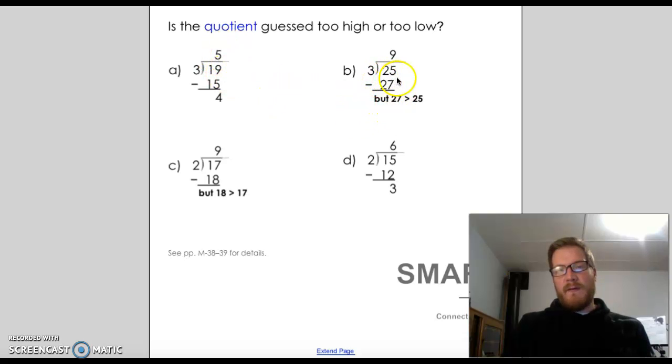Here we have 3 going into 25 9 times, and 3 times 9 is 27. This number is bigger than this number, and when that happens, your estimate is too high. So you need to adjust. Again, here this number is bigger than this number, so your estimate's too high. And here, our remainder is bigger than the divisor, which means the estimate is too low.